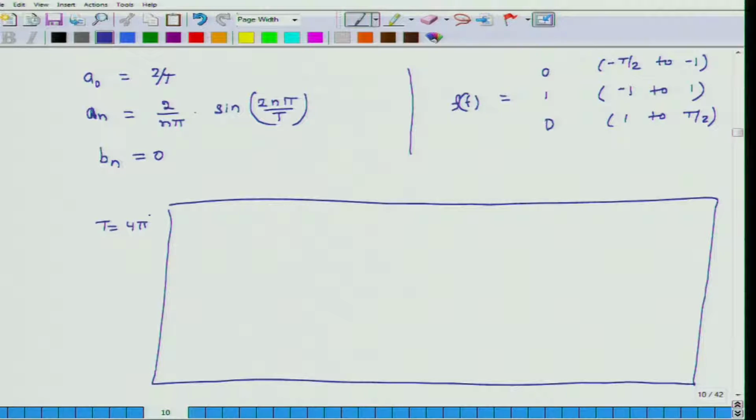The first case we will look at is T equals 4 pi. Why did I choose 4 pi? Because if I put 4 pi in the denominator, this pi goes away, so my mathematics becomes easy. That's the only reason. All I am going to do is increase T. So case 1, T is equal to 4 pi. Case 2, T equals 8 pi, so I am going to double my T. Case 3, T equals 16 pi. The second thing I am going to look at is this parameter.